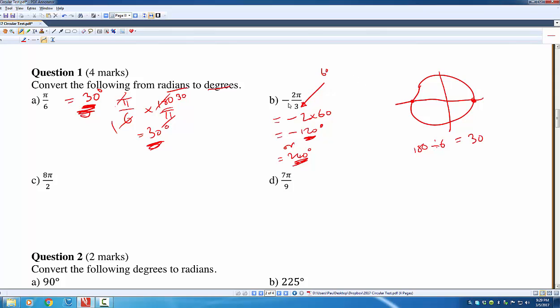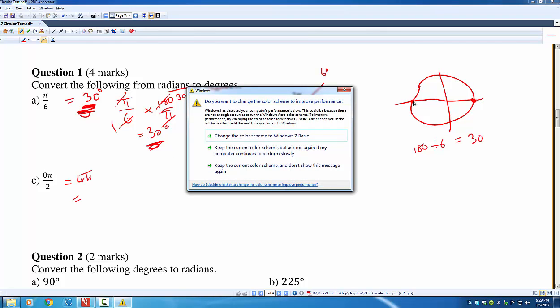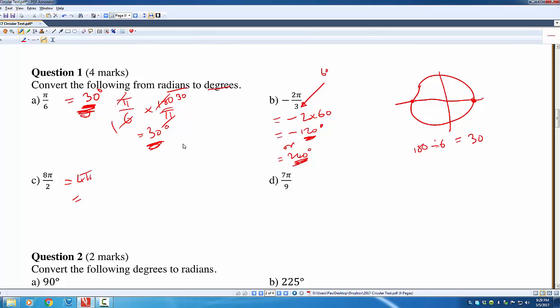Again, you'll get that by just multiplying by 180 on pi and getting the answer. 8 pi on 2 is the same as 4 pi. And 4 pi, there's pi, 2 pi, 3 pi, 4 pi, so that's twice around the unit circle. That's 2 lots of 360 degrees, so that one there is 720.